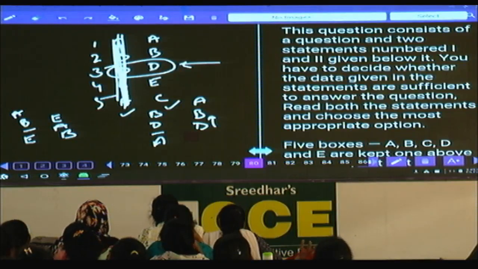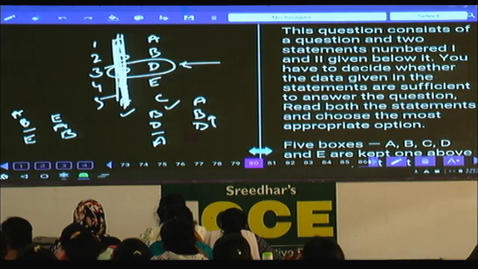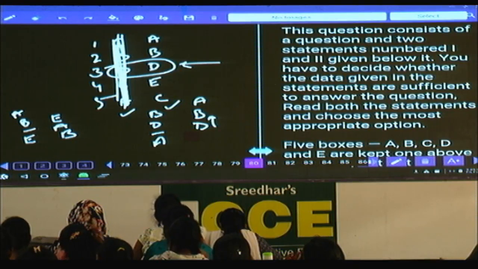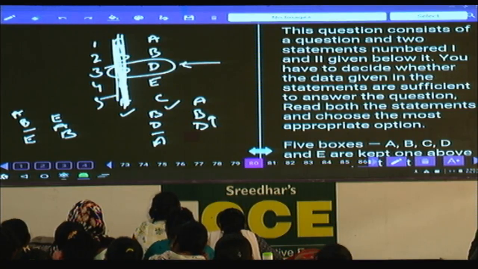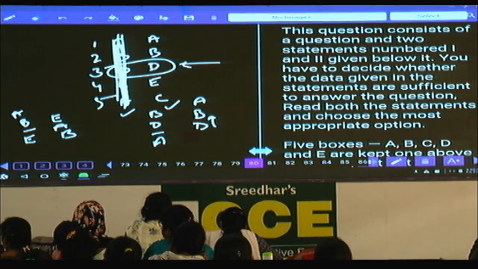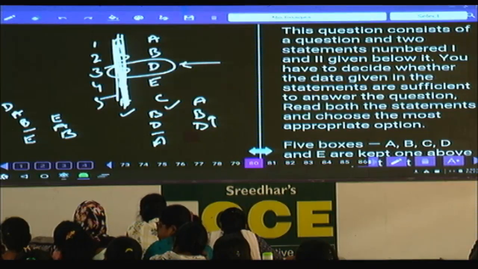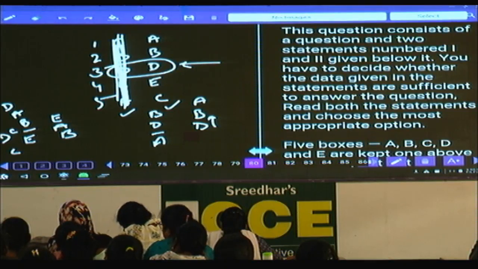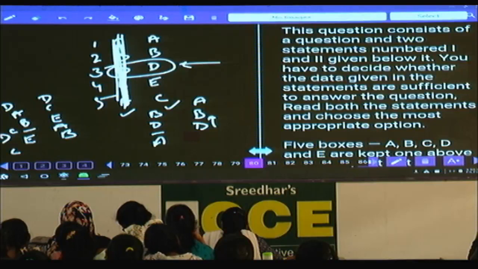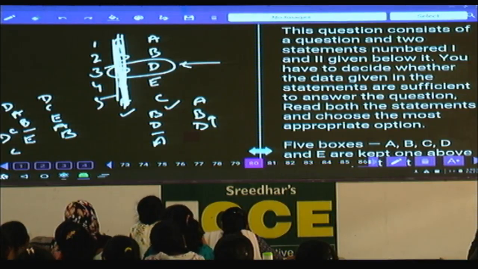A is kept immediately above B. And next one, D is kept at one of the positions above C. As D is kept at one of the positions above C, D and C can be like this, or D and C can be like this. And in this one also, D and C can be like this. So many different possibilities, more than one answer. Hence 2 alone is not sufficient, only 1 alone is sufficient, choice 1.